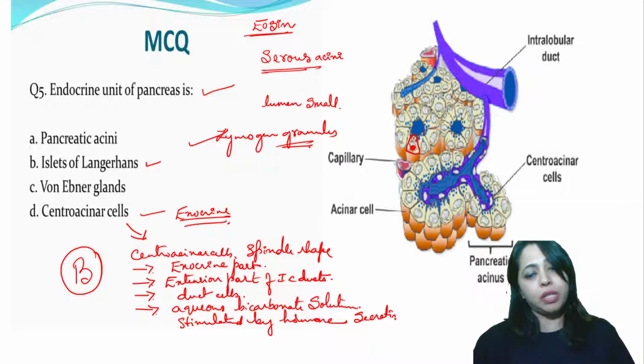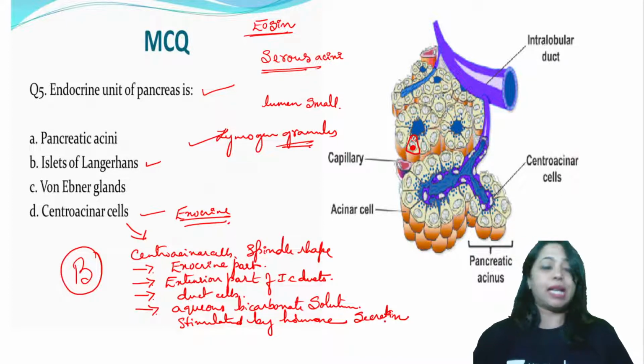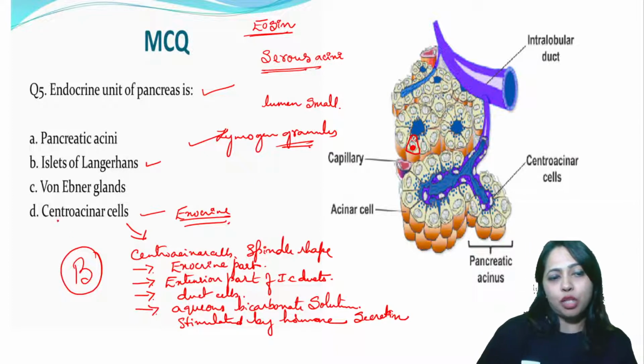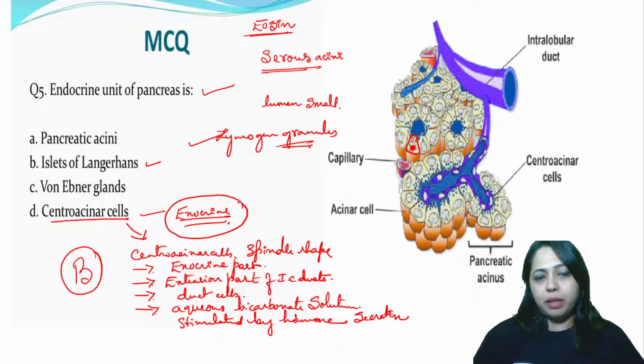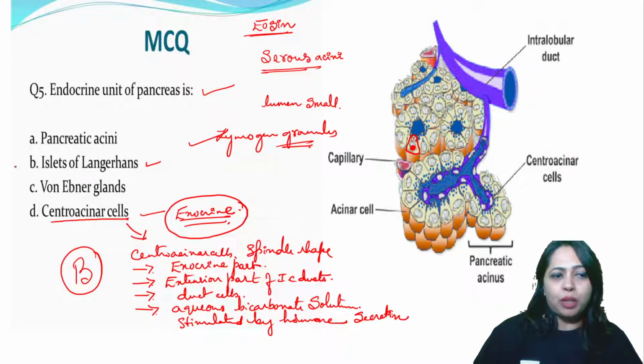Secretin. So this is what stimulates the cells to secrete an aqueous bicarbonate solution. So remember, this is the centroacinar cells. They are the exocrine part of the pancreas and they secrete their content into the ducts. So that's why they're called duct cells. Okay, so that is the first MCQ. Here we are supposed to find the endocrine part. So the answer is B.